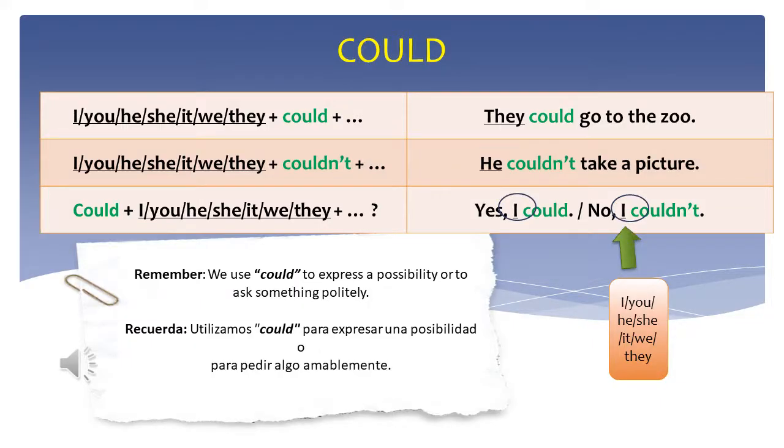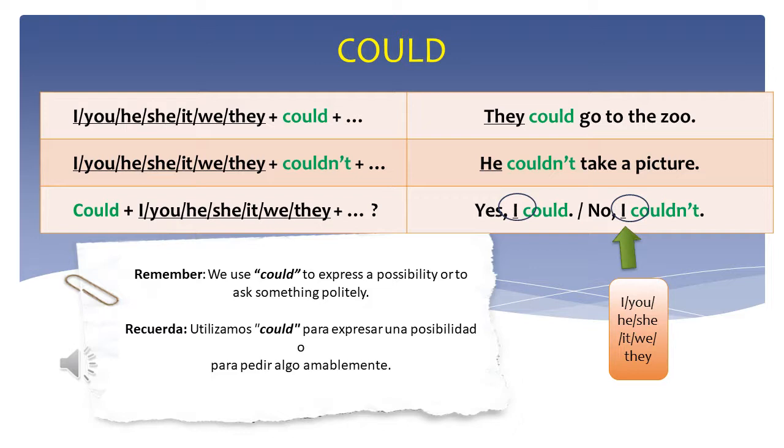Guys, if you remember, we already saw the use of could, and we say that could is podrías. Could is positive and couldn't is negative. Couldn't is no podrías. For example, first we are going to write the subject, I, you, he, she, we, or they, plus could, and then is the action or the verb. For example, they could go to the zoo. Ellos podrían ir al zoológico.